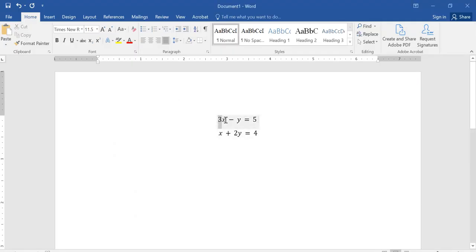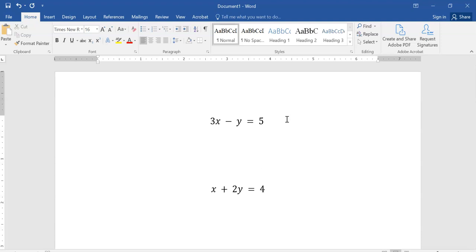So here are our two lines, 3x minus y equals 5, and x plus 2y equals 4. Now you can graph each one of these individually by either using the slope-intercept form of the line, like we did in section 2.2, or you can use tables and plotting points like we did in section 2.1. What I'm going to do is utilize the techniques of section 2.2.